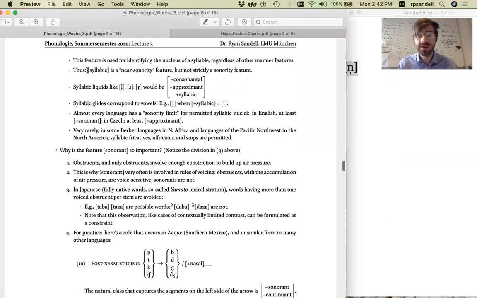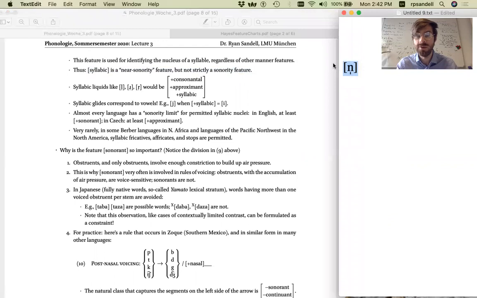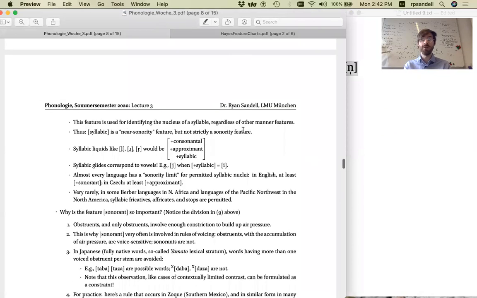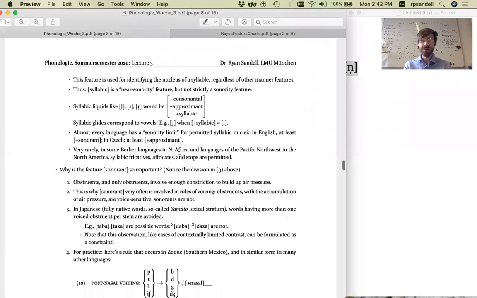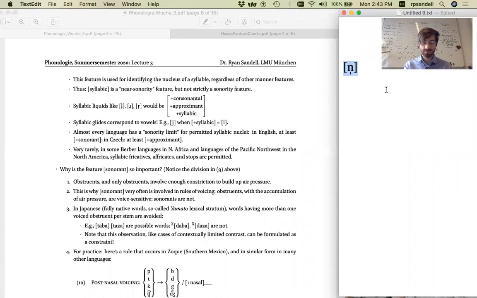So as I said, we can consider syllabic to be a near sonority feature, but not strictly a sonority feature, because we're still going to place a syllabic nasal, in terms of sonority, in terms of its acoustic energy, at the same point on the sonority scale as all other nasals, the non-syllabic nasals.